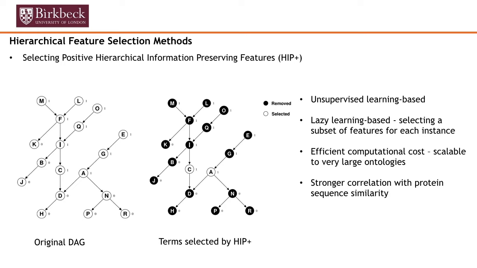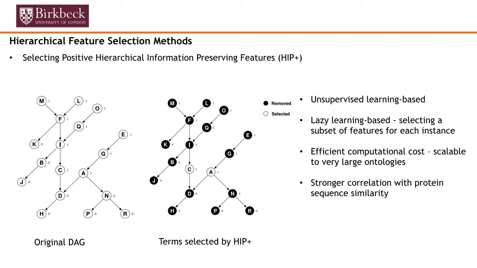The reason why we propose HIP plus is that in this work, we only have the human aging-related genes, but we don't know the labels of those genes, which means that we can't use supervised learning-based feature selection methods. So HIP plus is an unsupervised learning-based method. It gives you a very easy way to handle the case when you don't have prior knowledge of the label information. Another very important point is that the HIP plus method is based on lazy learning, which means you need to do this hierarchical feature selection for each individual instance one by one.